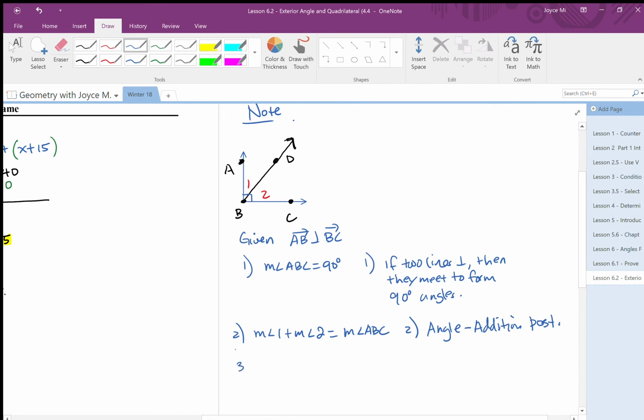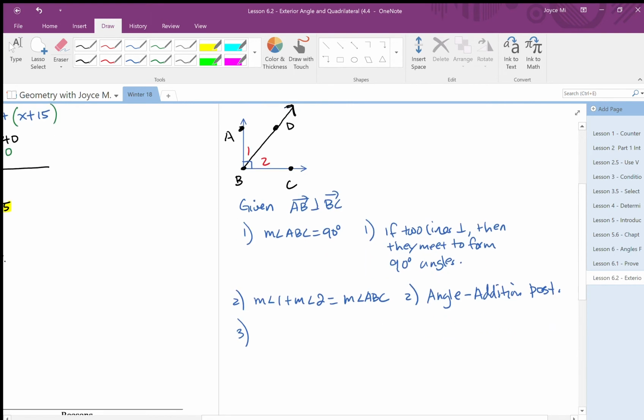Okay, number 3. If I want to say angle 1 plus angle 2 gives me 90, what is the reason? By looking at this, I see that measurement angle ABC is 90. I'm basically rewriting the same expression, but replacing it with an equivalent form. Measurement ABC is 90, so I did a substitution here. So the reason is substitution, not the angle addition postulate. That would be the reason for it.